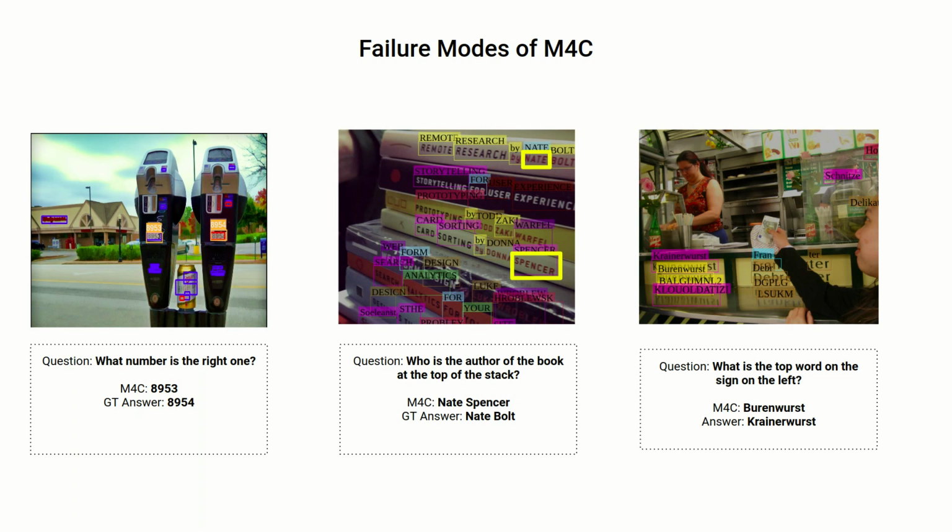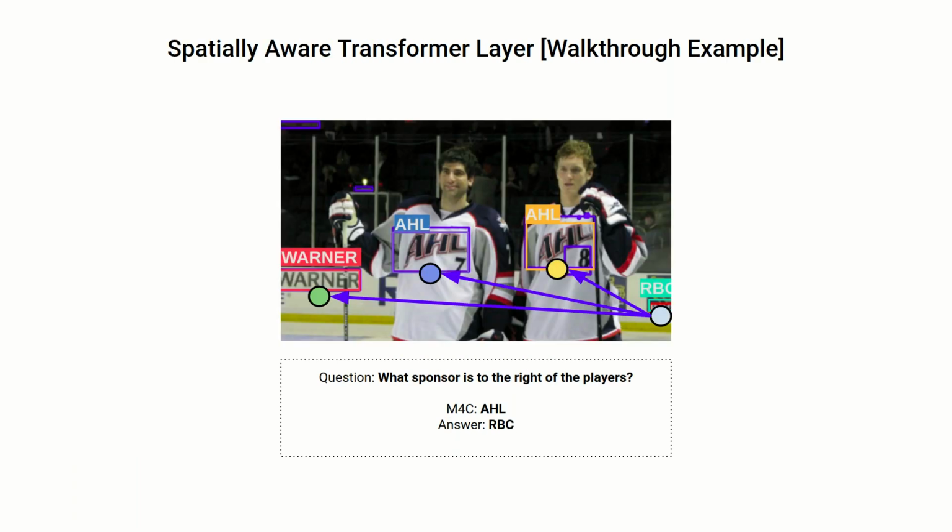on the left one. Second, it also fails to understand that text is written mostly from left to right or top to bottom. When asked about the book on top of the stack, in the middle image, the M4C correctly decodes the first word but degenerates later. To fix these issues, we propose a spatially aware transformer layer that explicitly consumes a spatial graph of object and OCR tokens and utilizes it to induce sparsity and provide spatial information during self-attention.